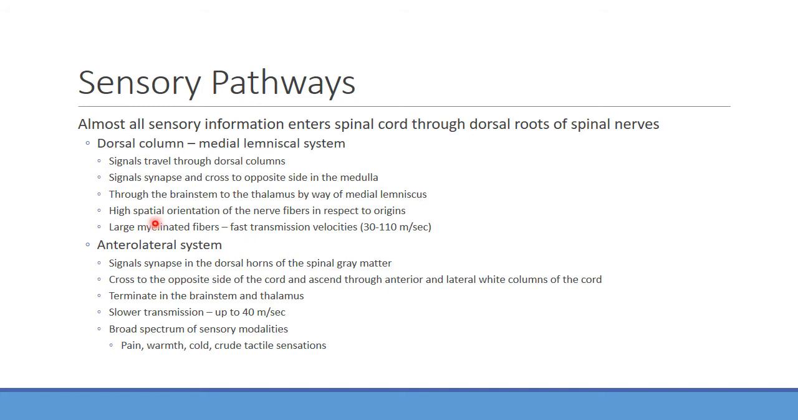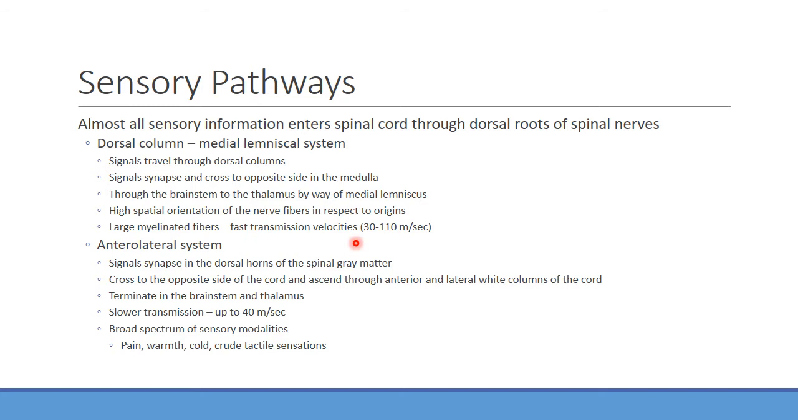And what this is good for is very high spatial orientation of the nerve fibers with respect to where they're coming from. So this gives you a sense of whether I'm feeling something at the tip of my finger versus further proximal toward the hand, right? So this gives you a high degree of spatial awareness. These are large myelinated fibers. The bigger the fiber, the more myelinated it is, the faster the transmission time, right? So 30 to 110 meters per second. How tall are most of you guys? Like 1.5 meters, 2 meters at the most, so it's a very, very fast system. It transmits these signals near instantaneously.